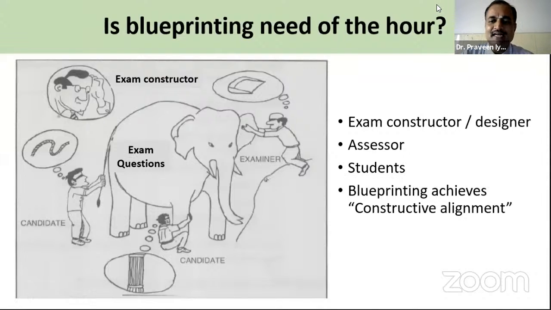So to bring in that alignment between the learning outcomes or the competencies in this particular situation which we are talking about in CBME, and aligning those competencies with subsequently specific learning objectives, the teaching learning methods which are appropriate, and the assessment methods which are appropriate, we will require the concept of blueprinting. So that's the need of blueprinting, to bring in that constructive alignment.